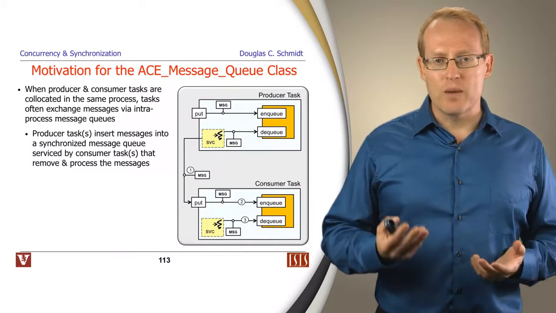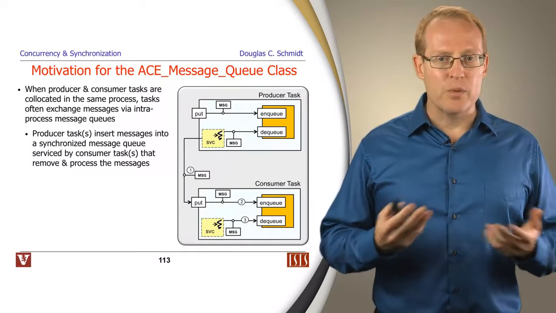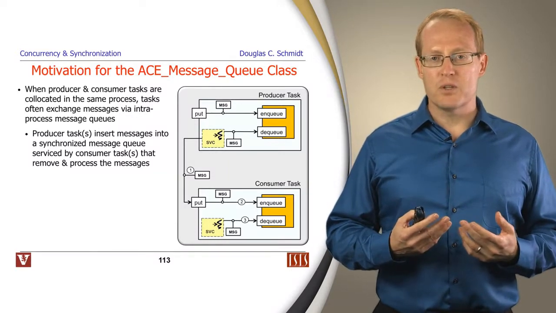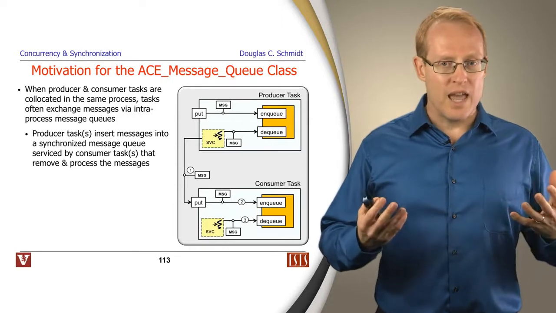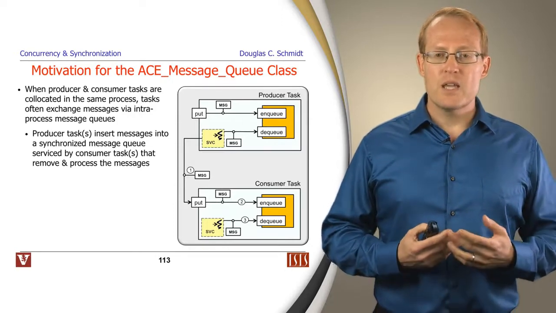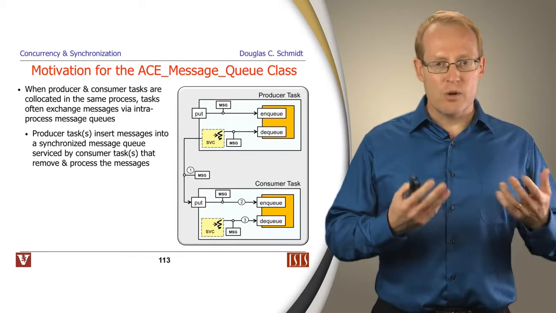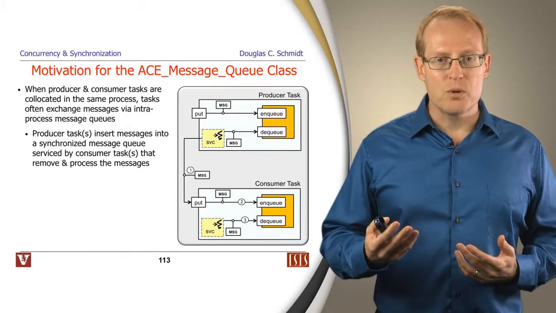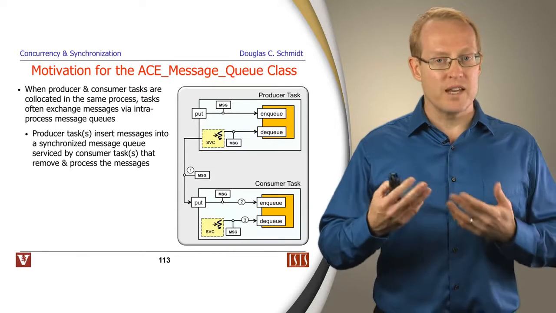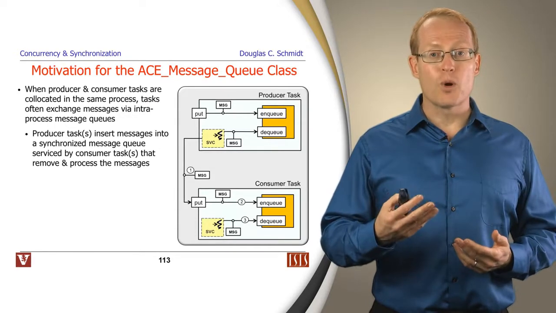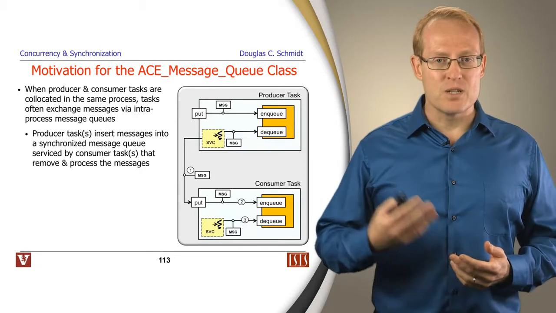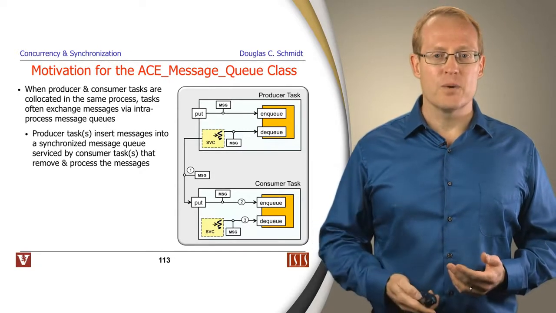It turns out when producer and consumer threads interact with each other in concurrent programs, there's often a need to be able to exchange messages within a process address space. Typically, a producer task will create messages and then insert them or pass them off to consumer tasks, and those consumer tasks will then either process them immediately or, more likely, do a little bit of processing or no processing at all, and then stick those messages onto a thread-safe message queue.